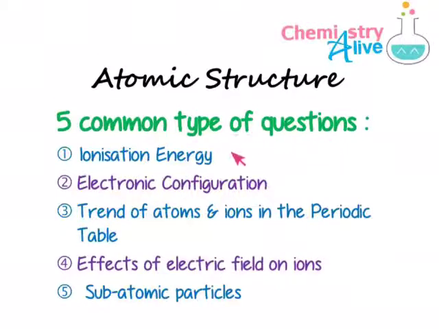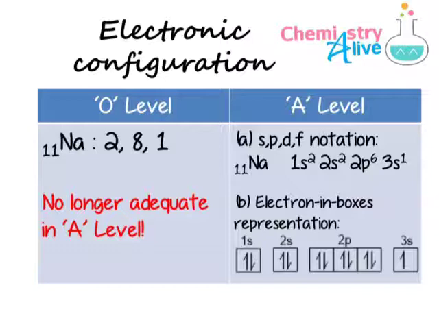The first, ionization energy. Second, electronic configurations. Third, trends of atoms and ions in the periodic table. Fourth, effects of electric field on ions. And lastly, subatomic particles. So for today, we'll just be focusing on electronic configurations. But first, let's recall what we have learned about writing electronic configurations in O level.